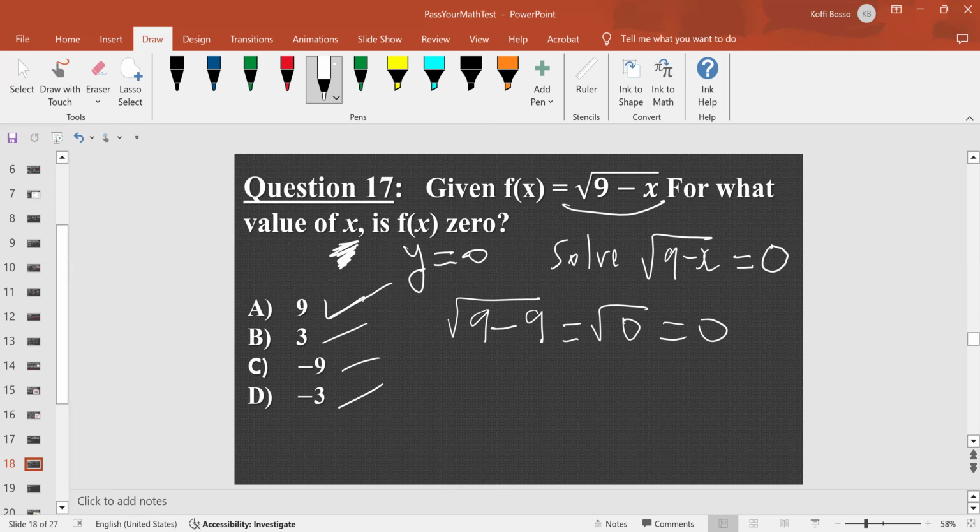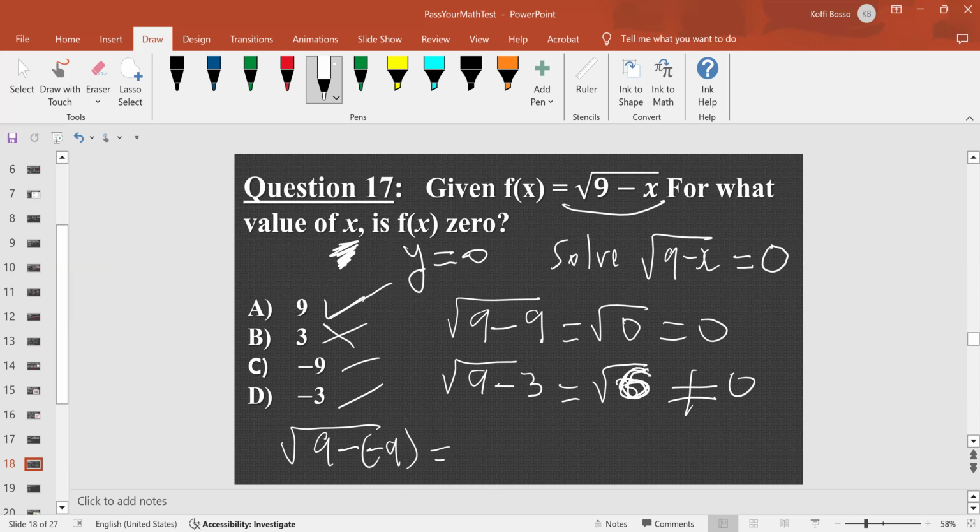But anyway, let's check with B. For B, you're going to have a square root of 9 minus 3 is 6. But square root of 6 is not 0. So this is out. Now replace x by -9. In that case, you're going to have a square root of 9 minus -9, which is the same as square root of 18, because 9 minus -9 is 9 plus 9, which is 18. But square root of 18 is not 0. The last one, same thing, if you replace, you will not get 0. So the correct choice here is A, which is 9.